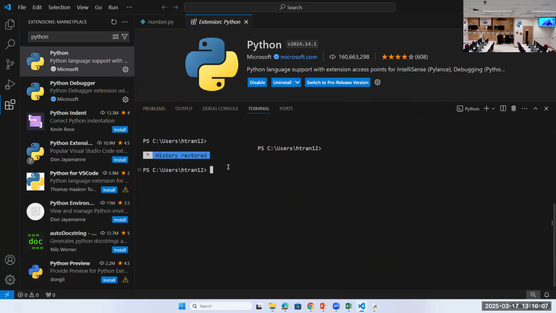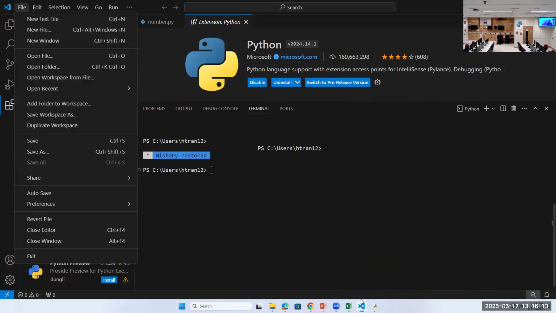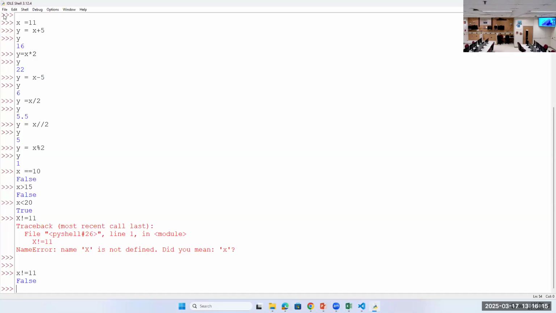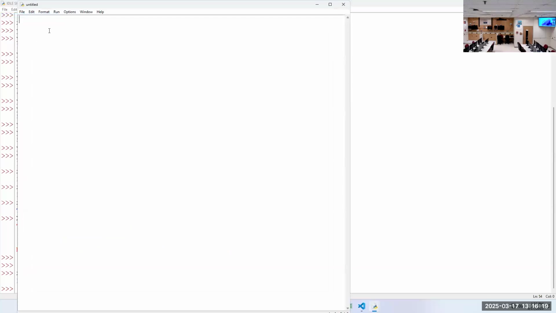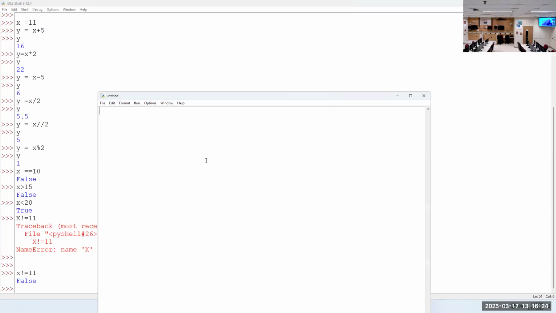You don't have to work with the Python right now, but I just want to show you how to work with Python. In case you work with the pseudocode, or in case you work with the Python here, if you want, you work with a new file here. That is a script mode, right? So you have my number.